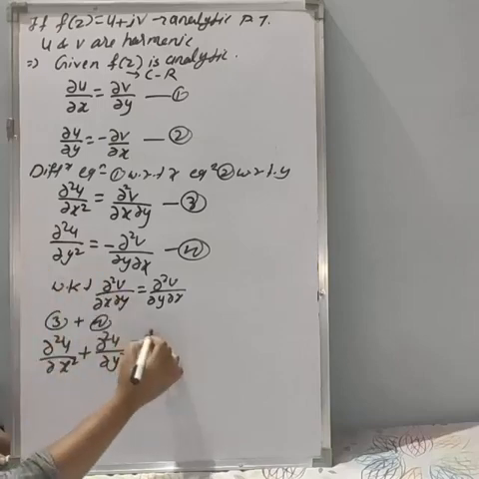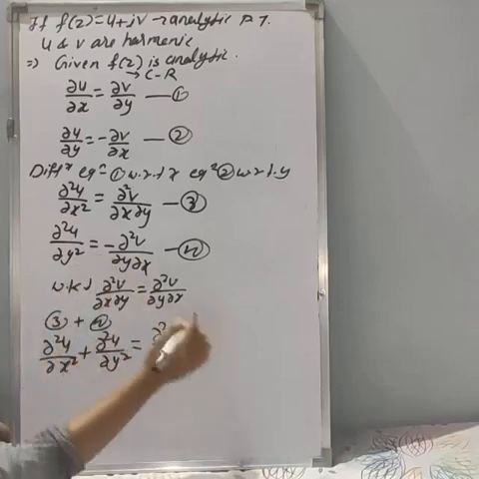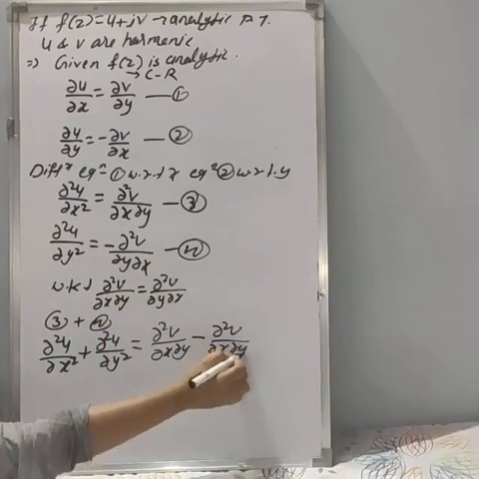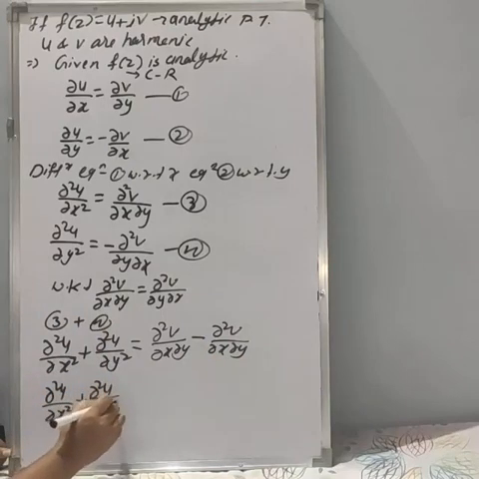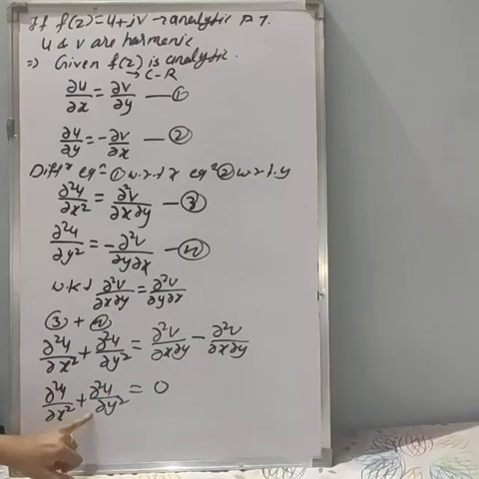Now we add the RHS: ∂²v/∂x∂y minus, here we have a minus sign, ∂²v/∂y∂x, both are equal, so again we write ∂x∂y. If you solve this, ∂²u/∂x² plus ∂²u/∂y² is equal to 0, because both terms are equal with a minus sign. Since u satisfies the Laplace equation, we can say u is a harmonic function. That is the first case.